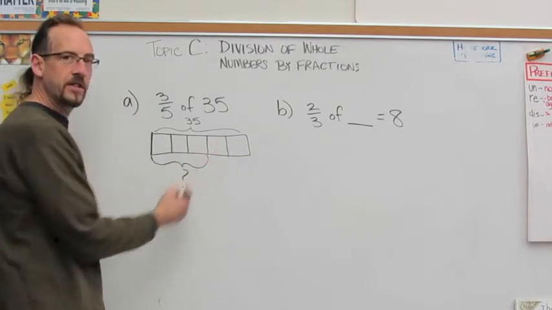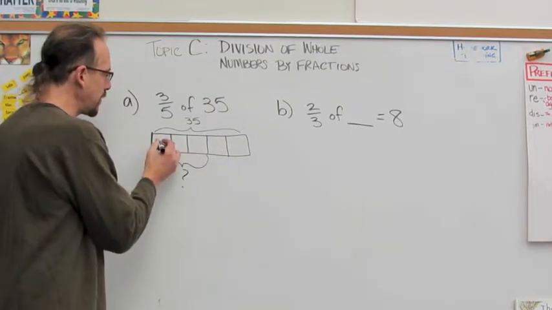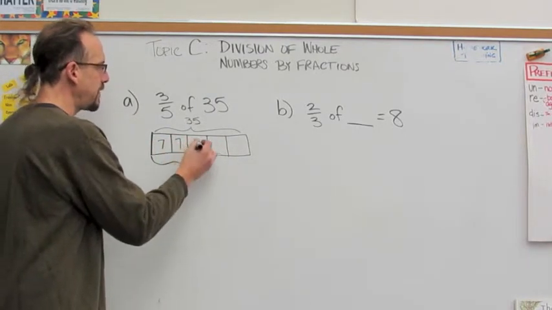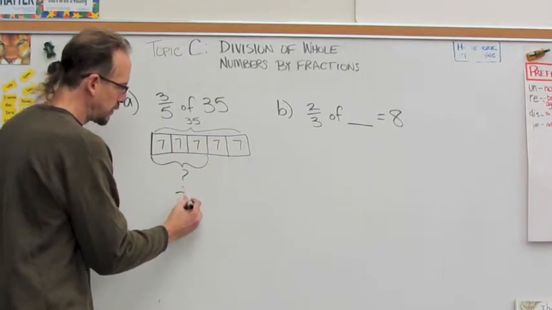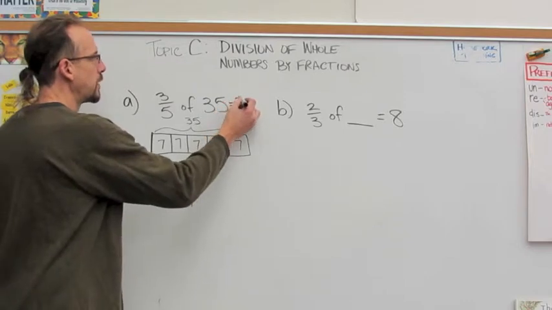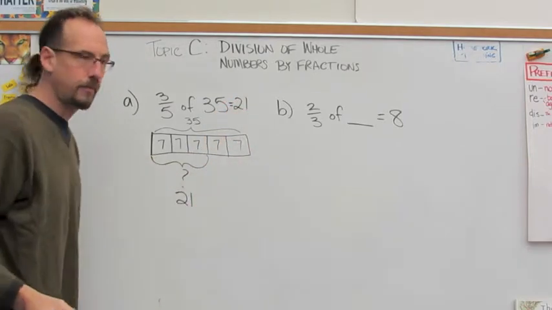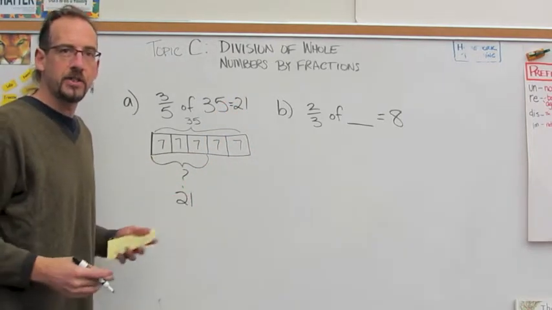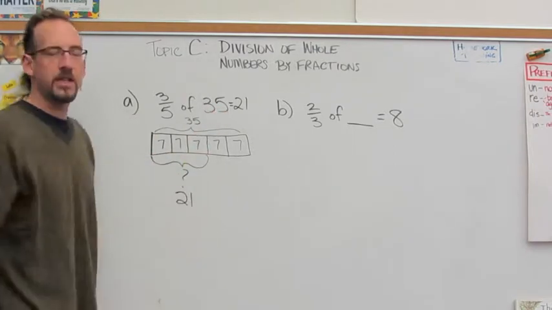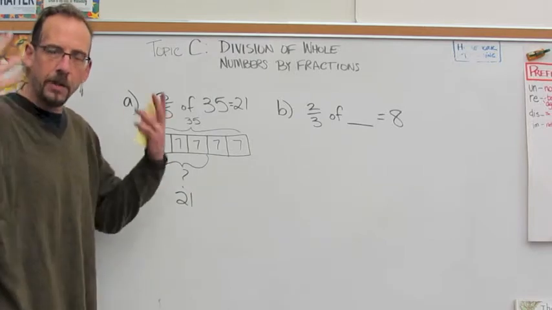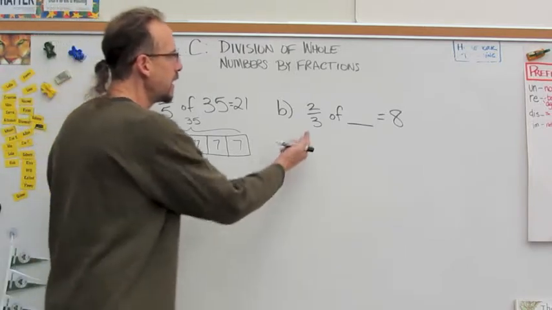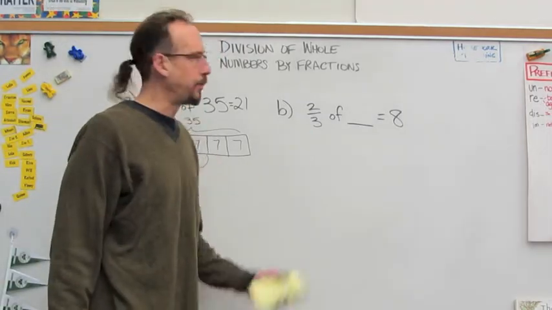So if the whole thing is 35 and it's divided into 5 parts, I know that each part has to be 7. And then 3 of those 7s would be 21. Again, we're trying to help kids to understand what we're asking when we say 3/5 of 35, and the model will help them to get a picture of that in their minds. It'll also help them solve more difficult problems like this.